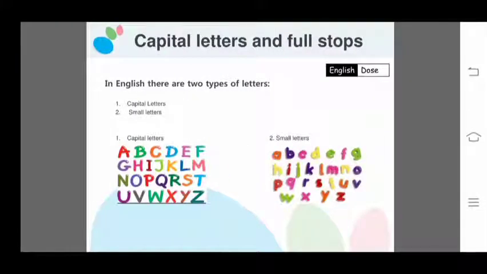In English, there are two types of letters. Which are the two types? Capital letters and the small letters are the two types of English alphabets, of English letters. Now let's have a close look at picture 1, capital letters. Now let's have a look at the second picture of the small letters.